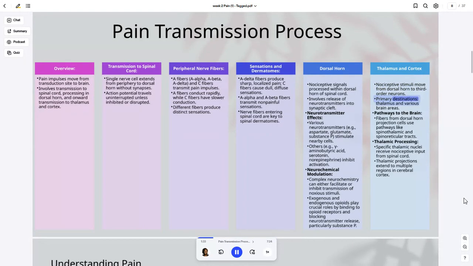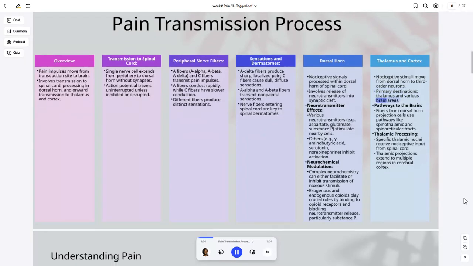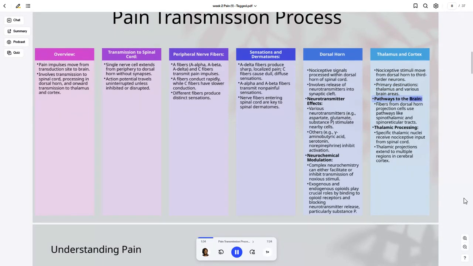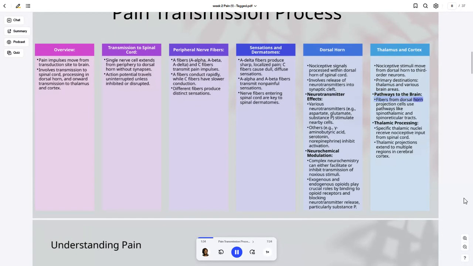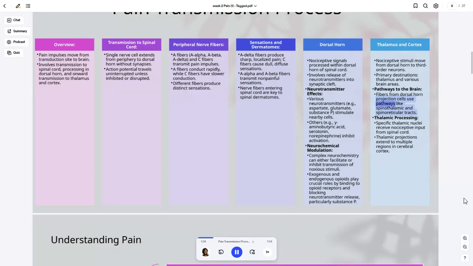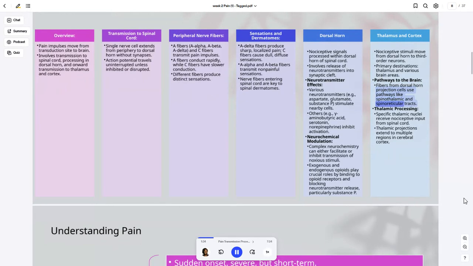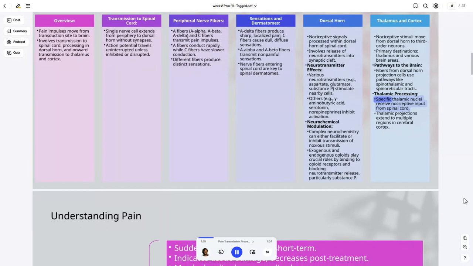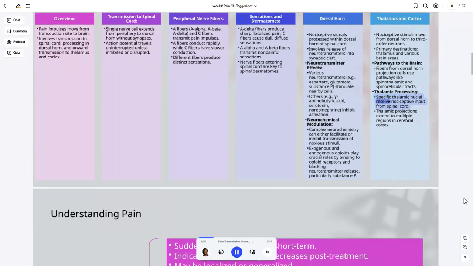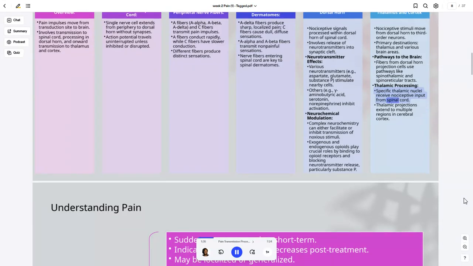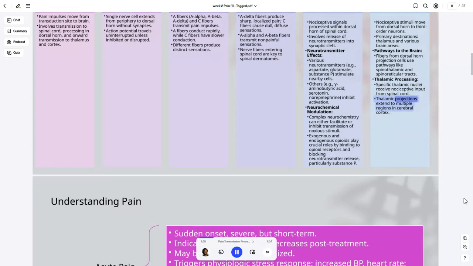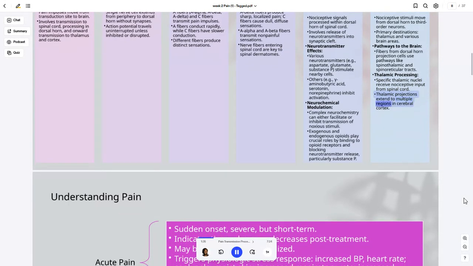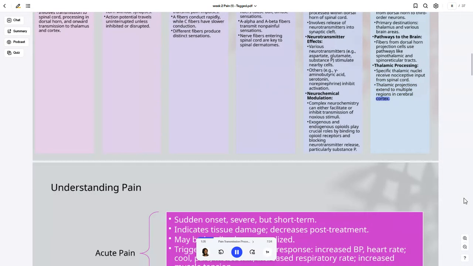Nociceptive stimuli move from the dorsal horn to third-order neurons. Primary destinations: thalamus and various brain areas. Pathways to the brain: fibers from the dorsal horn projection cells use pathways like the spinothalamic and spinoreticular tracts. Thalamic processing: specific thalamic nuclei receive nociceptive input from the spinal cord. Thalamic projections extend to multiple regions in the cerebral cortex.